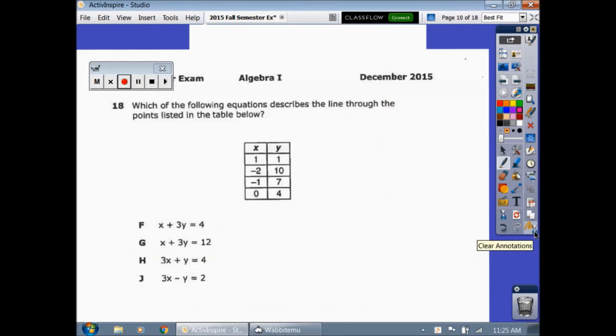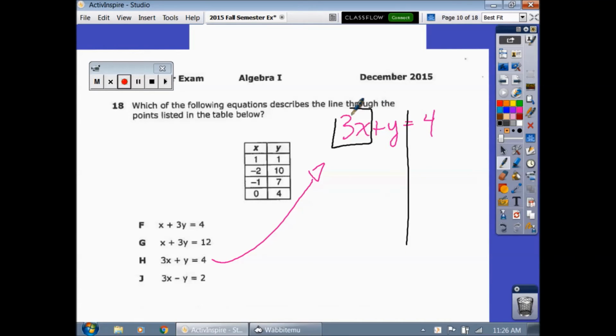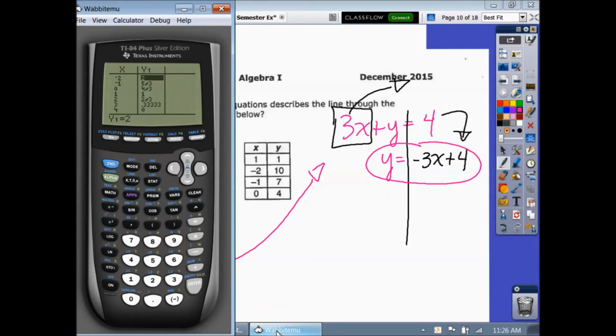Let's look at h. We're going to look at letter h right here. So 3x plus y equals 4. We'll split it up. X is positive over here, so it's positive 3 on the left. It's going to be negative 3 on the right. Bring down the positive 4. And your y. So this is in y equals. Let's type it in the calculator.